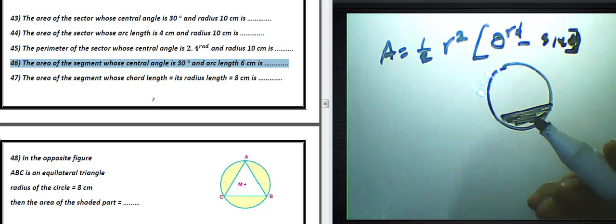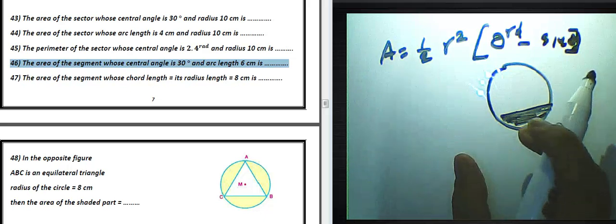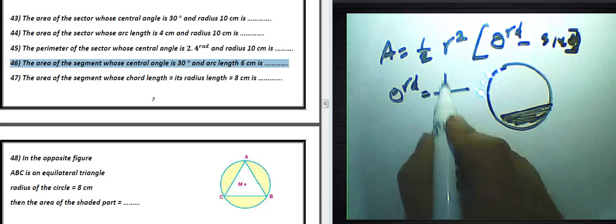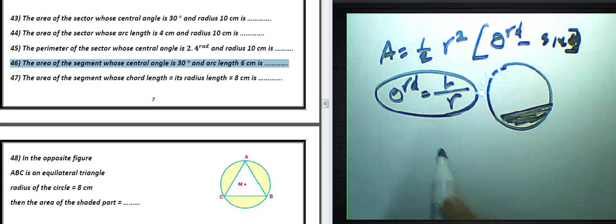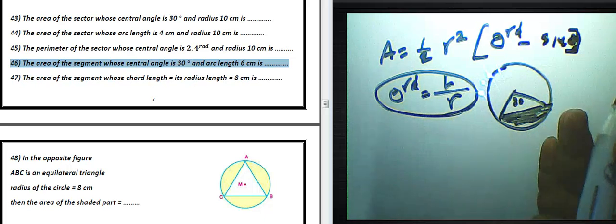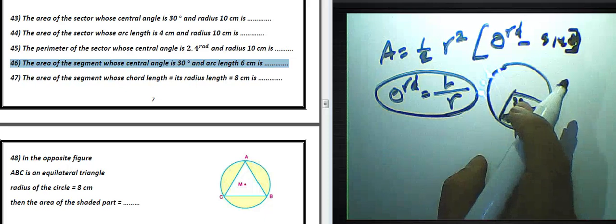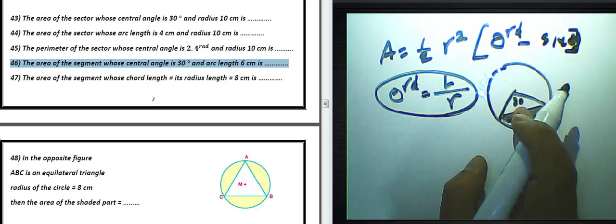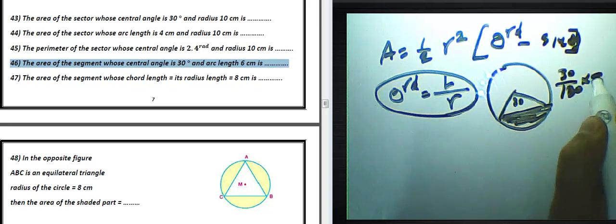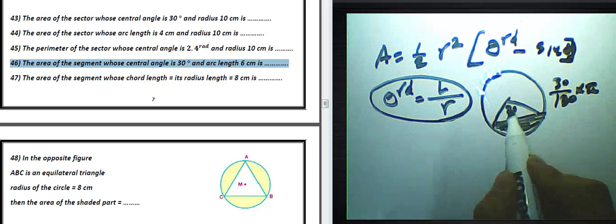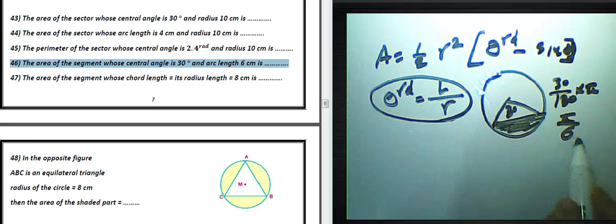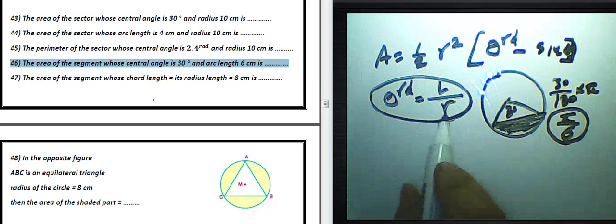The length here was 6 centimeters. You must get the radius. We know theta in radians equals L over R. You must know this rule. Then he gives us in the example the angle 30. You must convert this angle, 30 degrees, from degrees to radians. 30 means 30 over 180 multiplied by pi. To convert this angle from degrees to radians, you multiply by pi over 180. The result will be pi over 6.